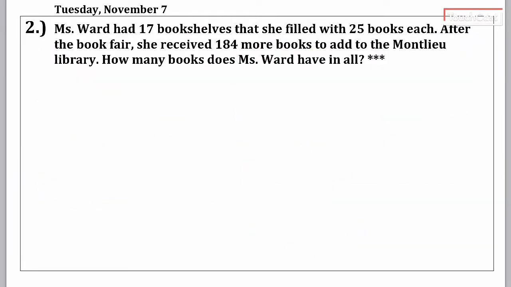All right, my friends. This is Miss Yao here, and we're going to take a look at number 2 and number 3. All right, so number 2. Miss Ward had 17 bookshelves, so I'm going to start marking it up as I'm reading, that are filled with 25 books each. So I have 17 bookshelves, each filled with 25 books. After the book fair, she received 184 more books to add to the Motley Library. And the question asks, how many books does Miss Ward have in all?